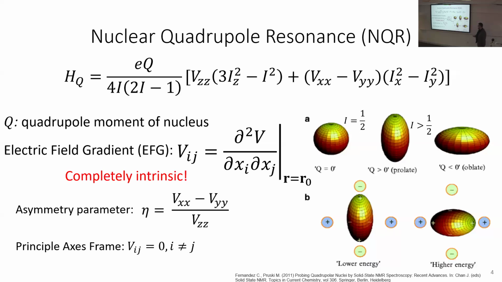And then finally, because you have a 3×3 tensor, you can of course diagonalize it, and you can get a set of three principal axes, which are orthogonal to each other. And so I'll talk about this principal axis frame, which is when the system is diagonalized.